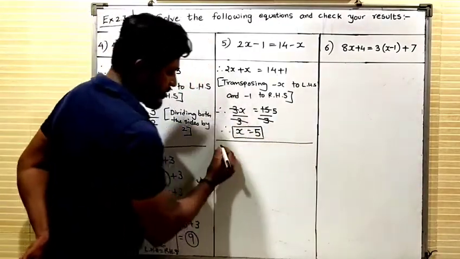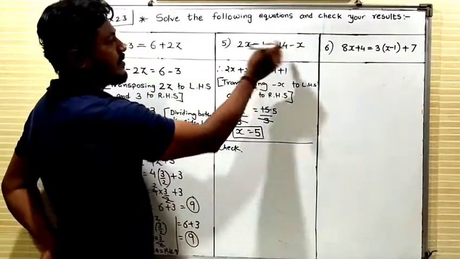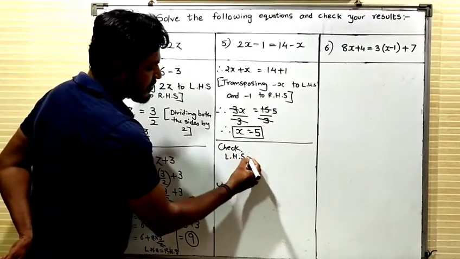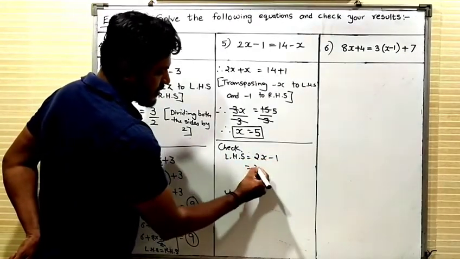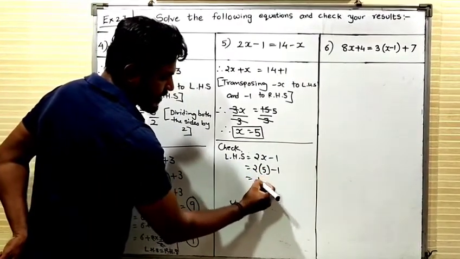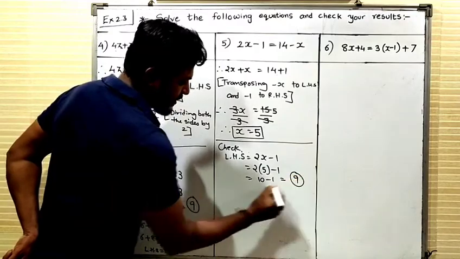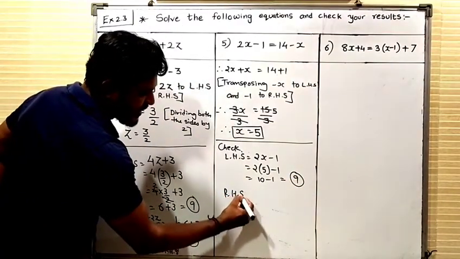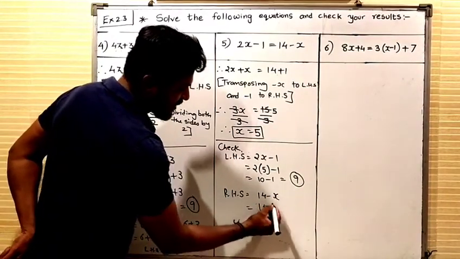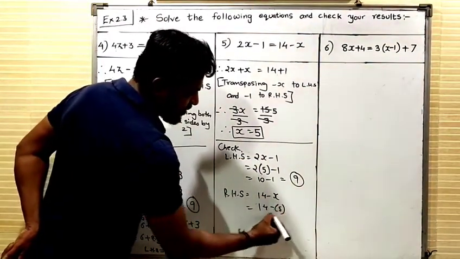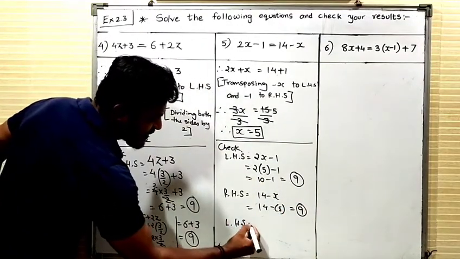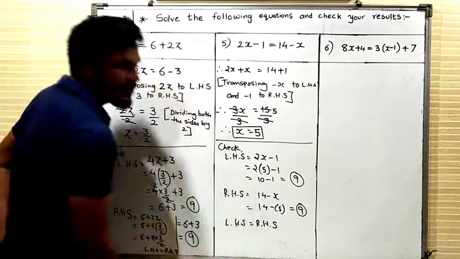Now let us check whether both these sides are equal or not. First check LHS, that is 2x minus 1. Substitute the value of x with 5. 2 5s are 10, minus 1 gives 9. Then check right hand side, that is 14 minus x, that is 14 minus value of x is 5 over here. So 14 minus 5 gives 9. So that means your value of LHS is equals to RHS.